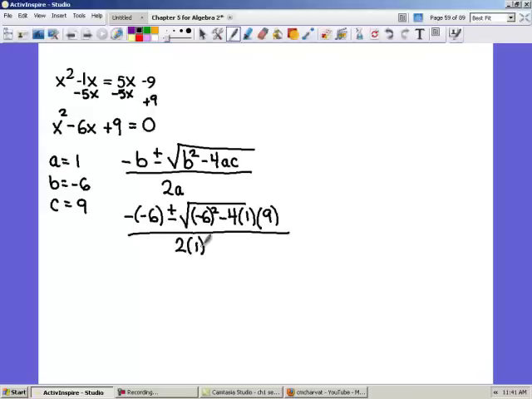Okay, and again, we're going to simplify this. So 2 negatives will make a +6 on the outside. We have our plus or minus. And let's simplify inside the square root sign. And of course, all of this is under there. -6 squared is 36, positive 36. And now we have 4 times 1, which is 4, and 4 times 9 is 36. And we have that all over 2 times 1, which is 2.